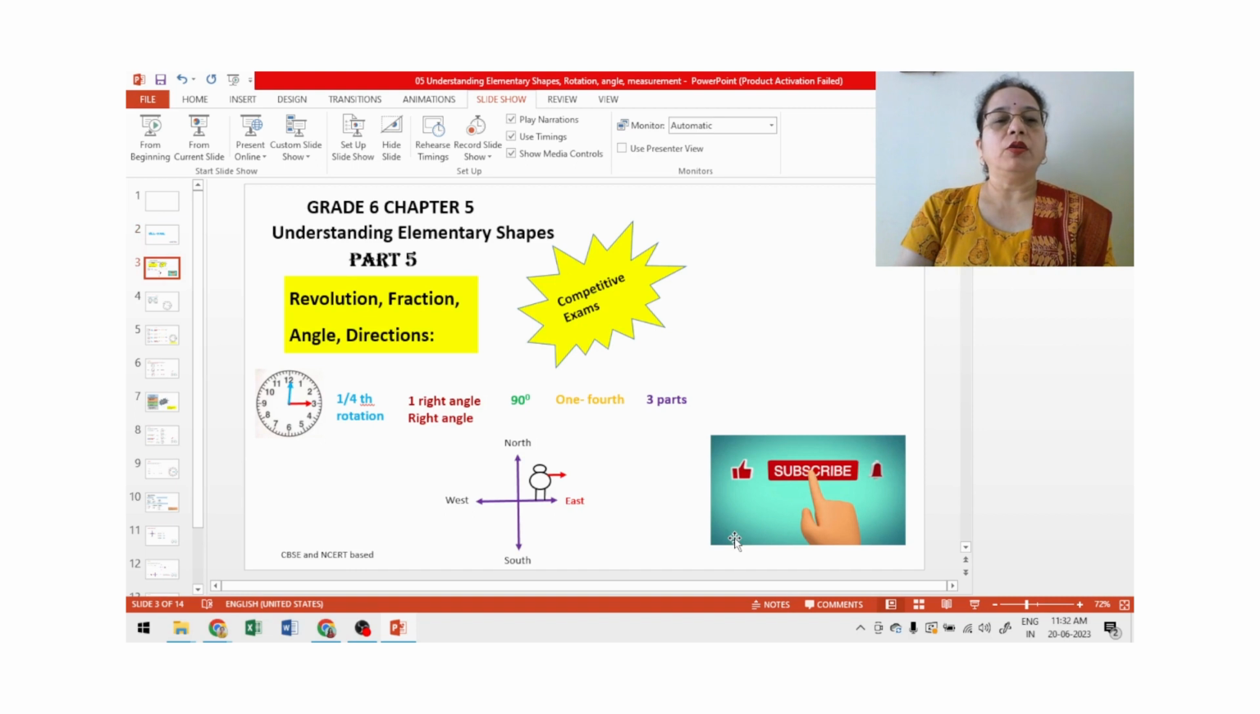We are dealing with the topic Understanding Elementary Shapes, Grade 6, Chapter number 5.